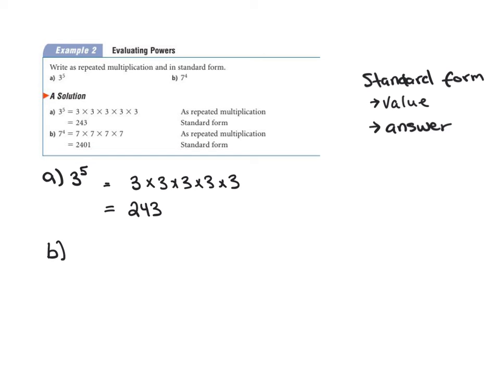In part B, we have 7 exponent 4, which means 7 multiplied by 7 multiplied by 7 multiplied by 7, which is not 7 multiplied by 4, which is a common error. We're actually multiplying 7 by itself 4 times to give us a standard form or a value of 2,401.